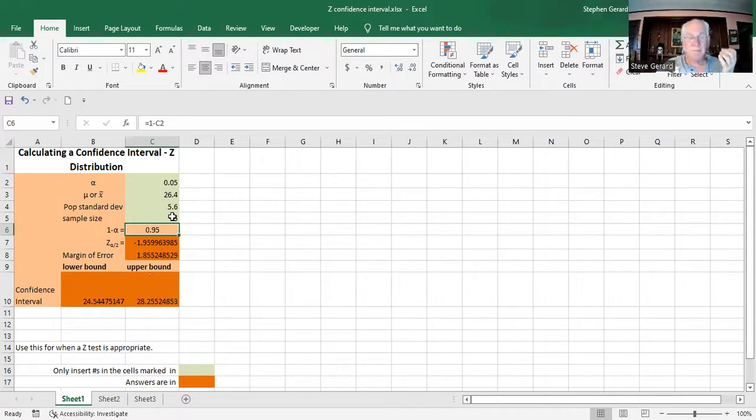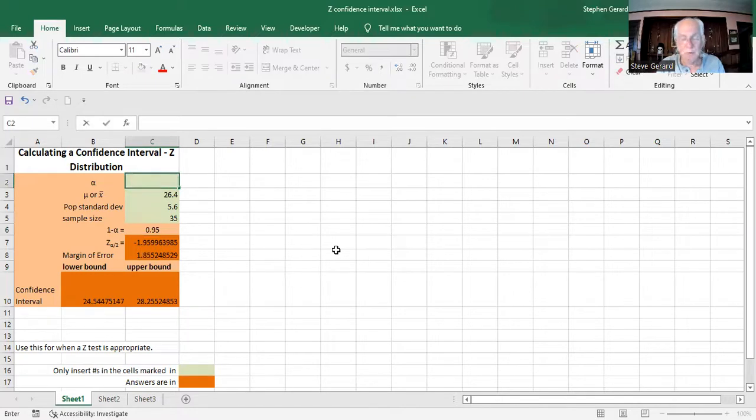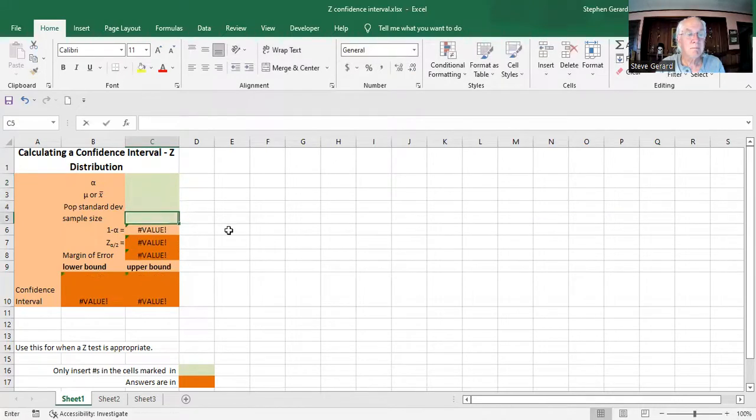In this case, you're going to know your decision of the alpha, you know the mean, you know the population standard deviation, you know the sample size. You put those things in, and it'll give you confidence intervals for you. Again, only put numbers in here. When you clear it at the end, you go through and put blanks in every one of these things. And we're back to normal, back to where we were before.